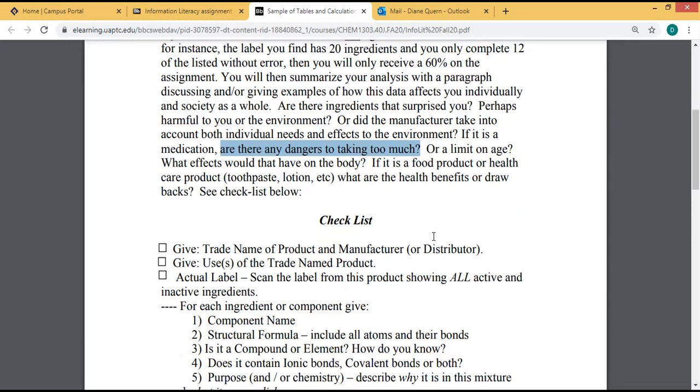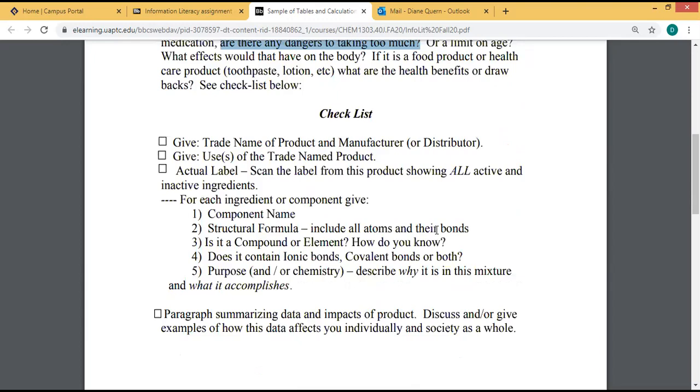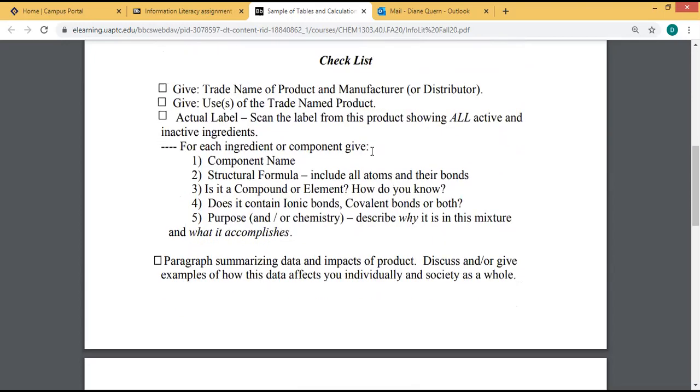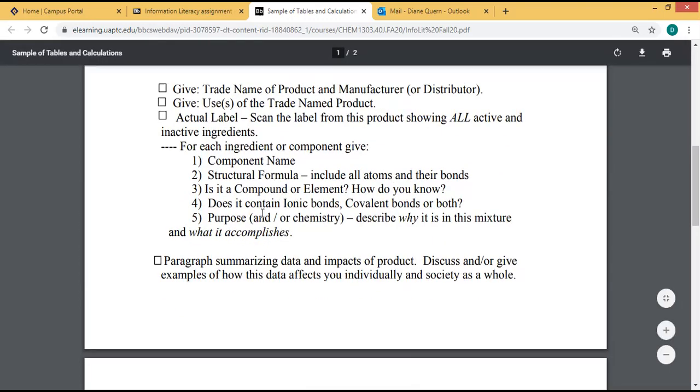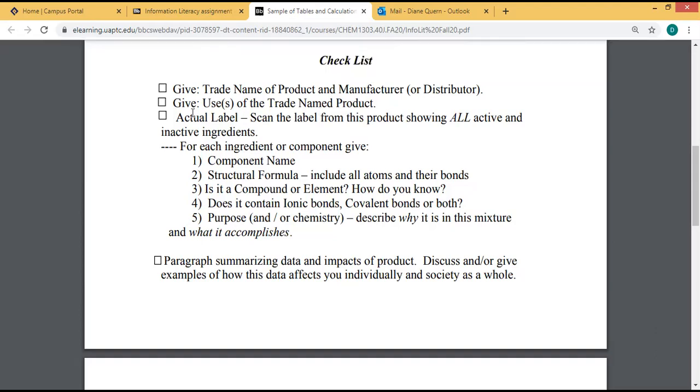So let's look at the checklist. The main body of the paper is going to be used with this checklist. So the first thing you need to do is write the name of the product and the manufacturer. Then use the trade name product. Uses of the product. So what is it used for?